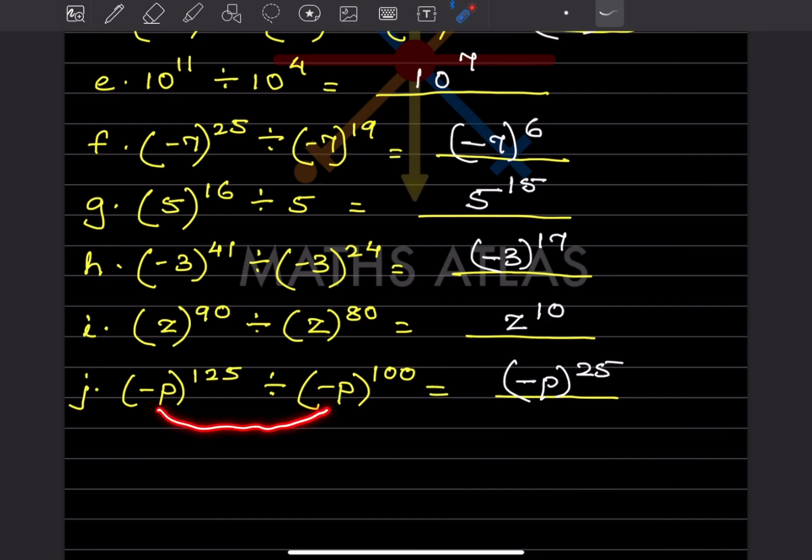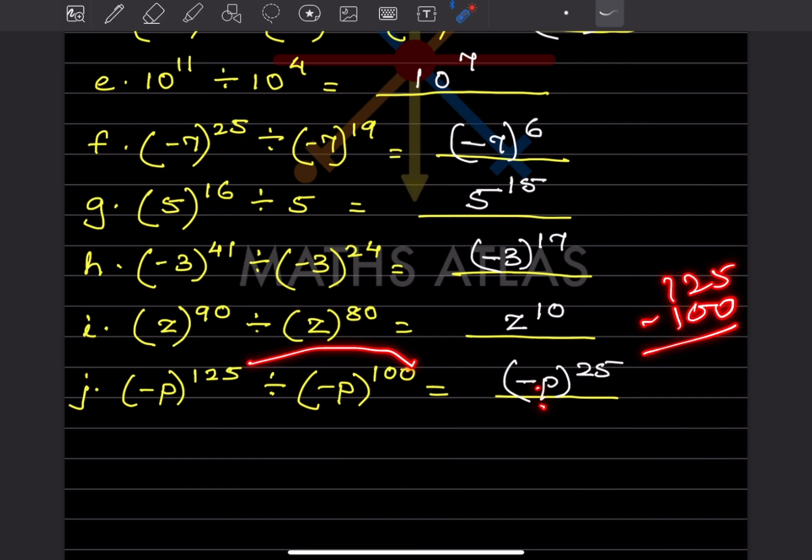Here there is a division sign, base the same. So minus p raised to, subtract the powers, 125 minus 100, which is going to be 25. So this exercise is actually very small.